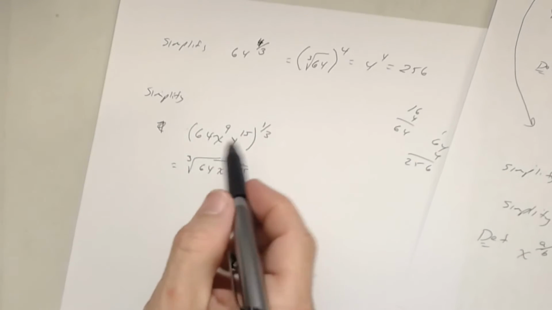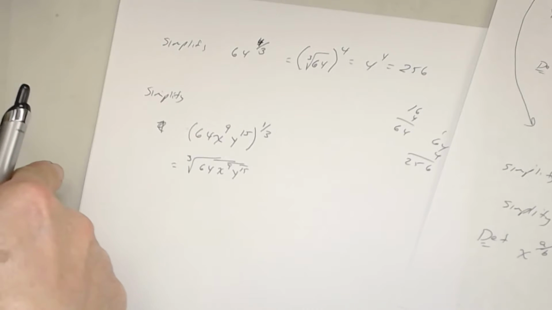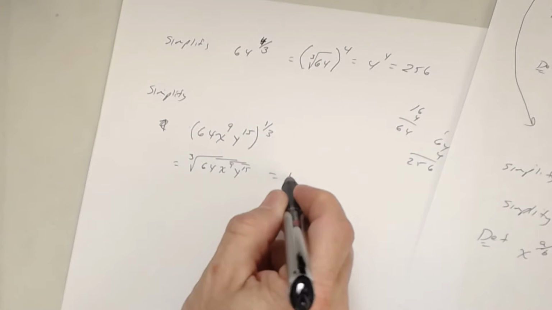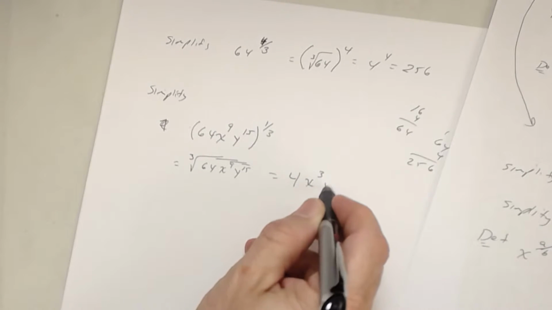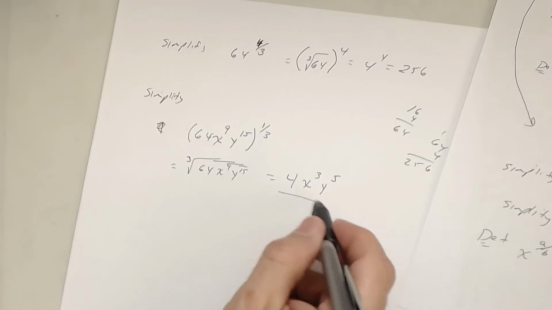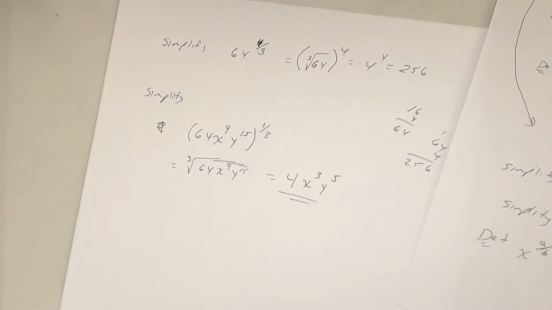What's the cube root of 64? Cube root of x to the 9th. Cube root of y to the 15th. Right? So there's your answer. So 4x cubed, y to the 5th. I think I'm going to get that right.